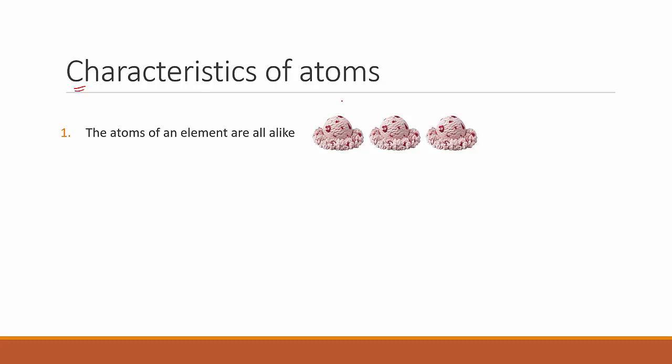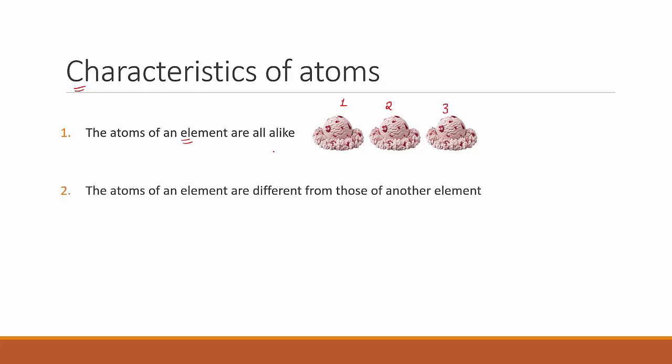If scoop 1, scoop 2 and scoop 3 are all the same, don't you agree? Will there be any difference in taste or color or any of that? No, because they are all picked up from the same element. We are taking the same strawberry flavor, so we will get the same taste in all of the scoops. So that's what this means, that the atoms of an element are all alike. They will all be the same. The second property is that the atoms of an element are different from those of another element.